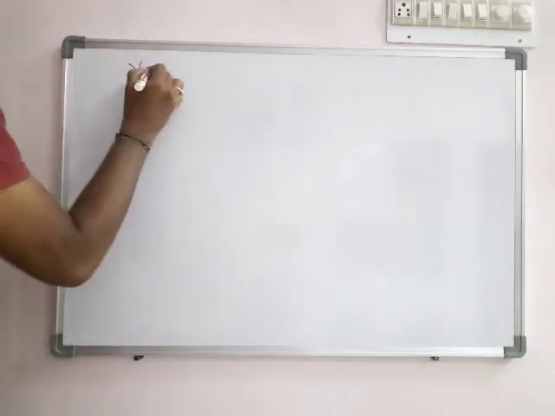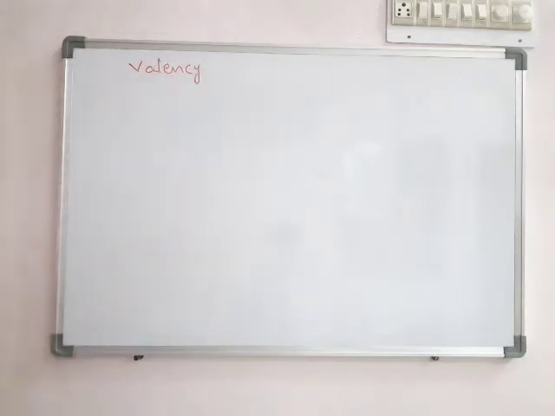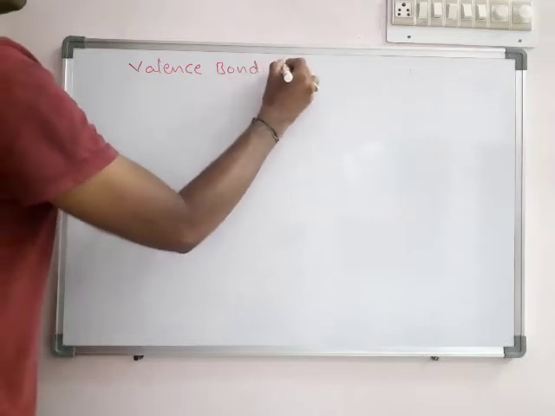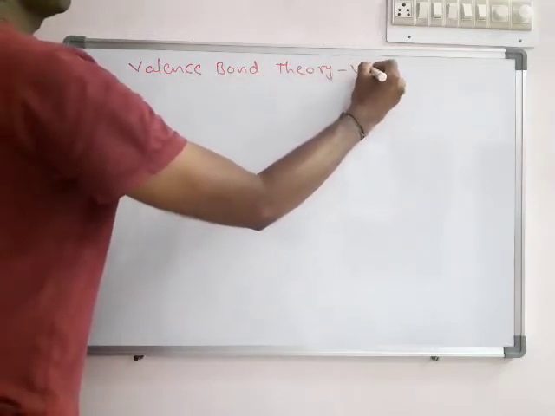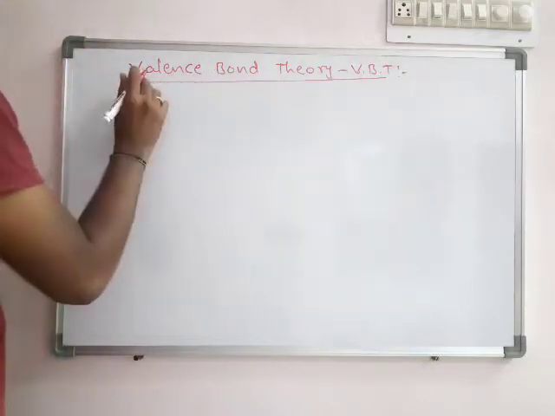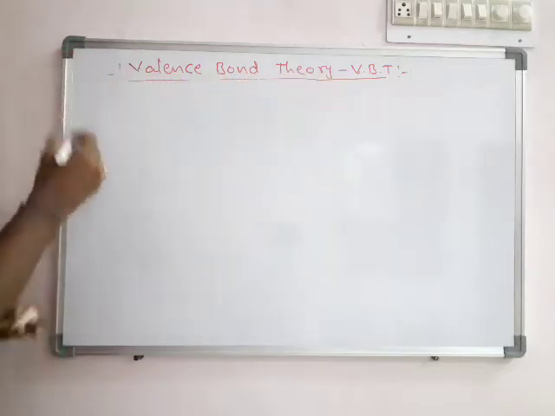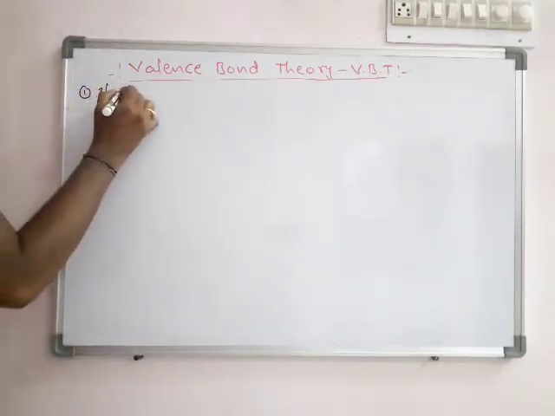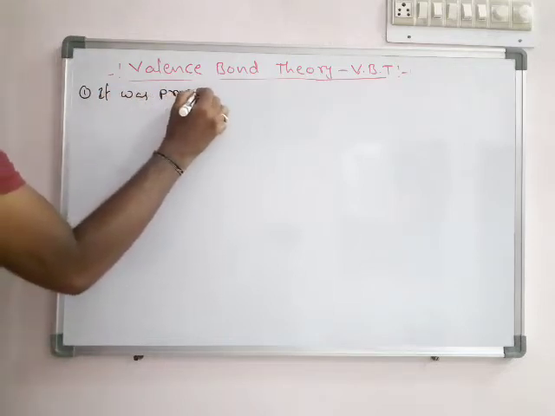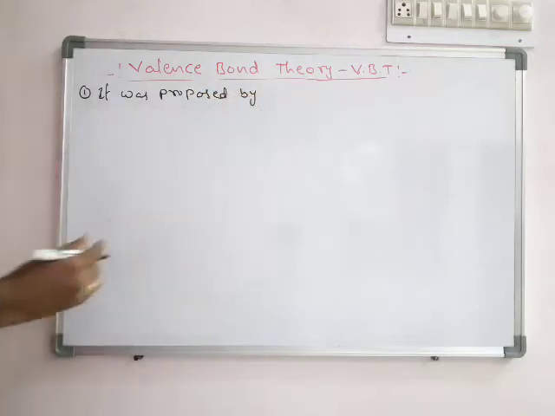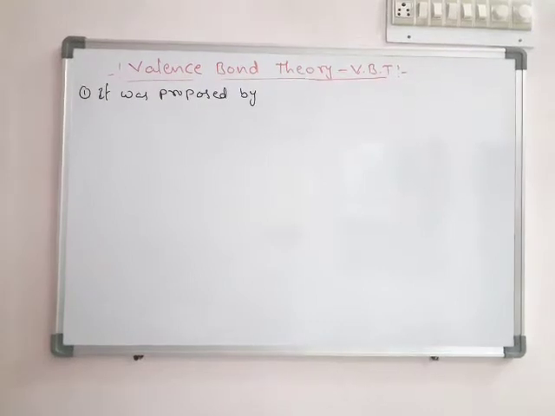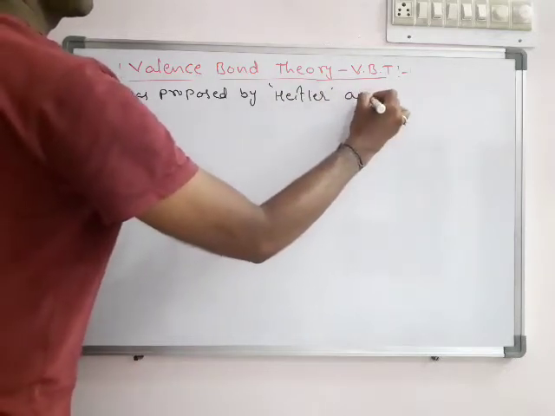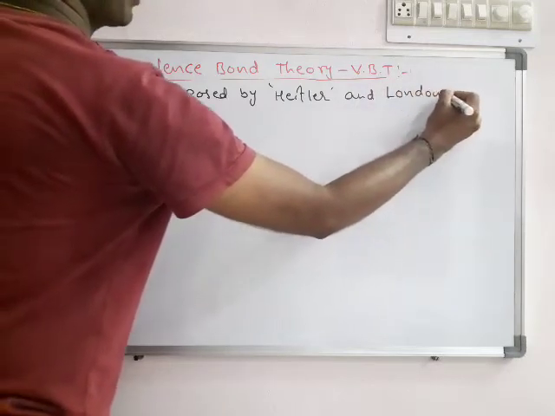Now let's see the first concept, valency bond theory. At first, we will simply see the scientists' names, then we discuss it. It was proposed by Heitler and London.